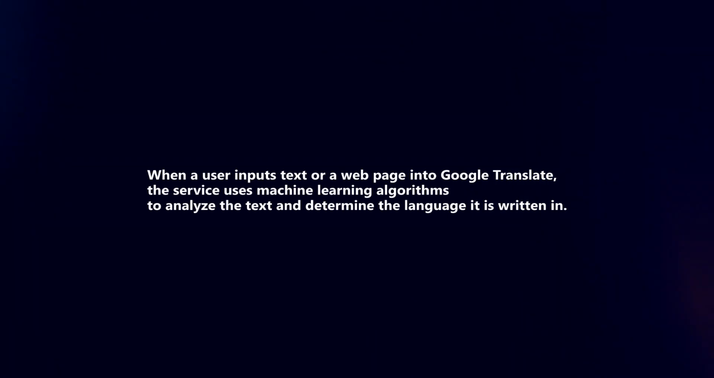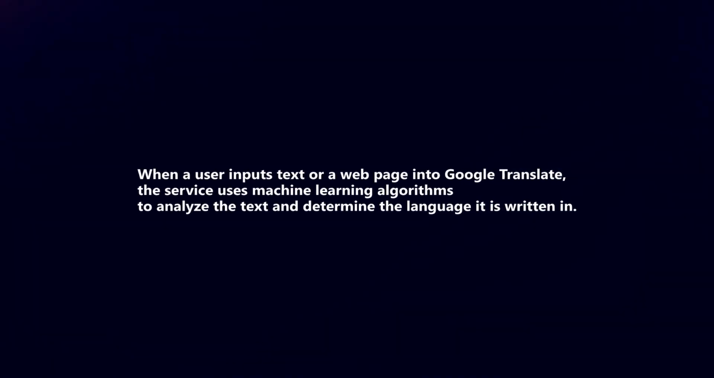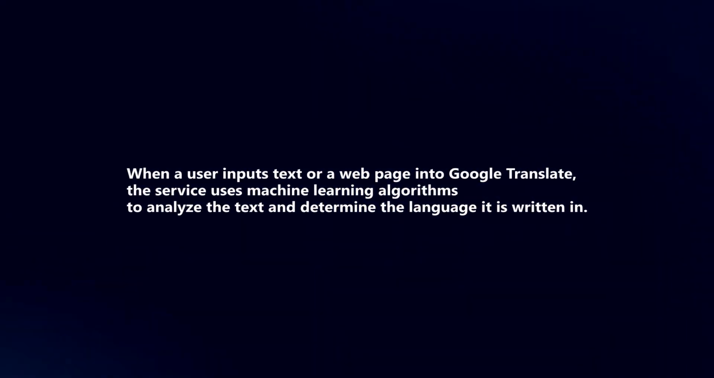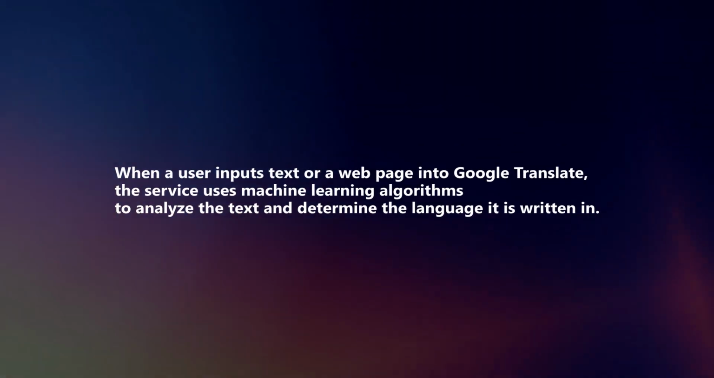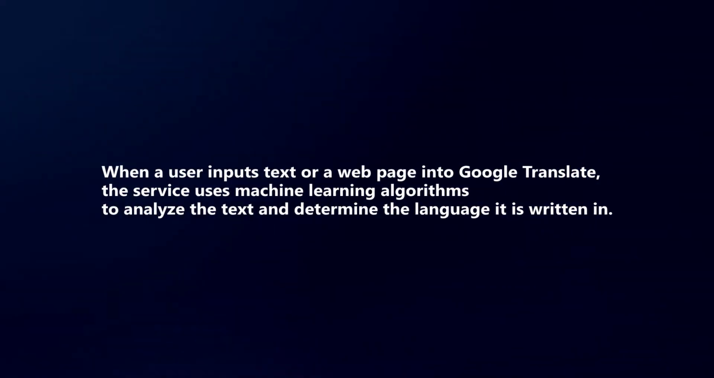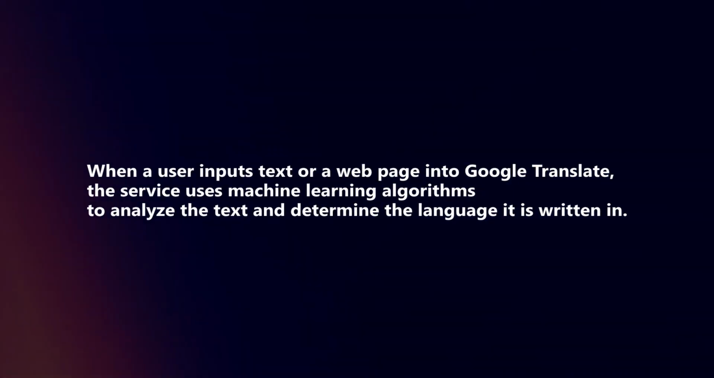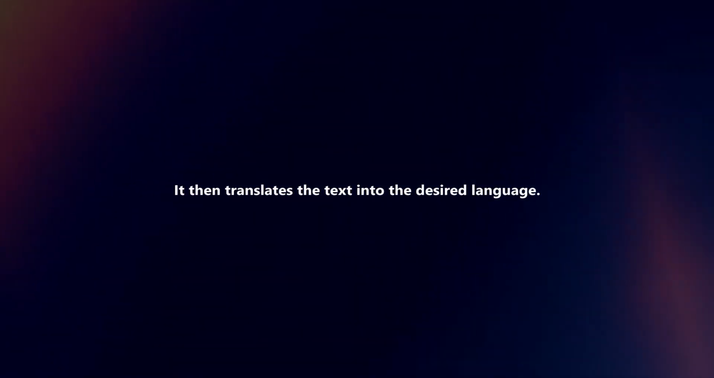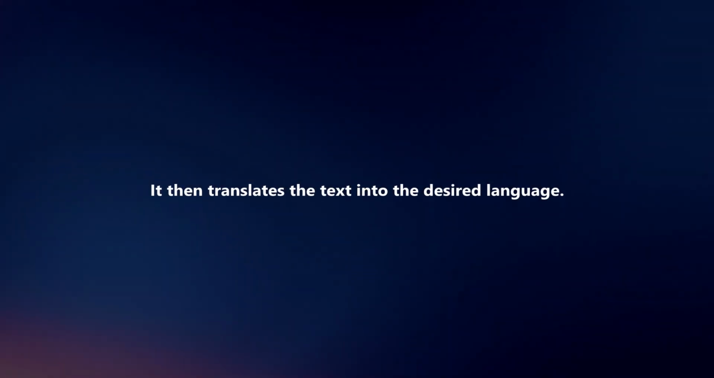When a user inputs text or a web page into Google Translate, the service uses machine learning algorithms to analyze the text and determine the language it is written in. It then translates the text into the desired language.